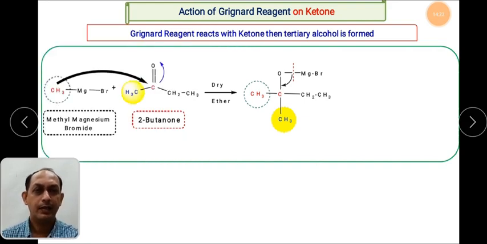Let us take the example. We have taken the ketone. What is this ketone name? 1, 2, 3, 4. It is 2-butanone. So this 2-butanone reacted with the methyl magnesium bromide. What will happen? This alkyl group will attack the carbonyl carbon and they will form this particular addition product. What you can observe? These two groups are coming from the ketone, and this particular group is coming from the Grignard reagent. So this is an addition product.